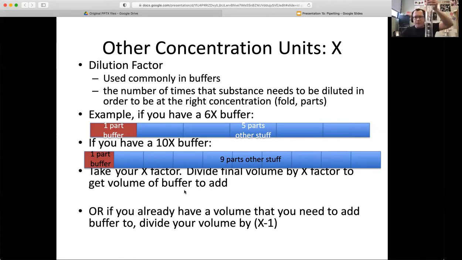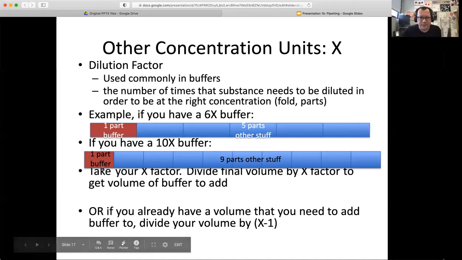So if we wanted to make 1 liter of something that had a 10x concentration, right? We wanted to get it down to 1x. We take that total final volume and divide it by whatever the x number is. Okay, so let's think about this liter as milliliters. We have 1,000 milliliters that we want to make a total solution of. We take that 1,000 milliliters, we divide it by our x number. So if we're doing a 10x buffer, 1,000 divided by 10 is 100. And so we'd put 100 milliliters of our buffer in there. And then we'd put 900 milliliters of water to dilute it out. Okay, so that's sort of this one, right? 100 milliliters, 900 milliliters.